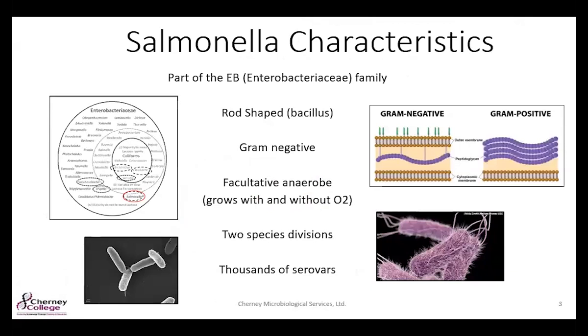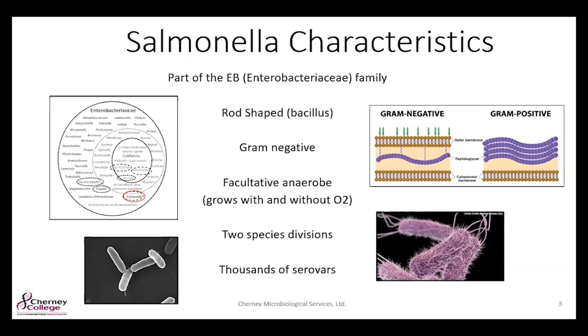So we'll jump right into Salmonella here. Salmonella, as some of you might know, is part of the EB family. EB testing is typically used as an indicator organism for the potential presence of Salmonella. So if you look at the picture on the slide on the top left there, you'll see the EB family in that circle, and circled there in red is the Salmonella species.